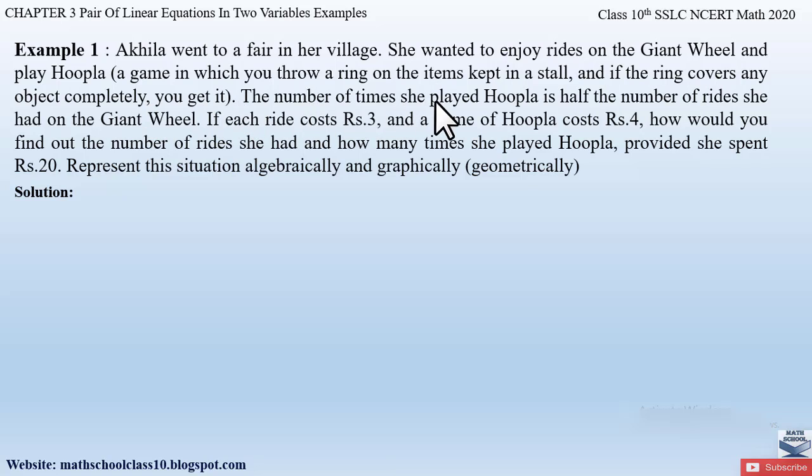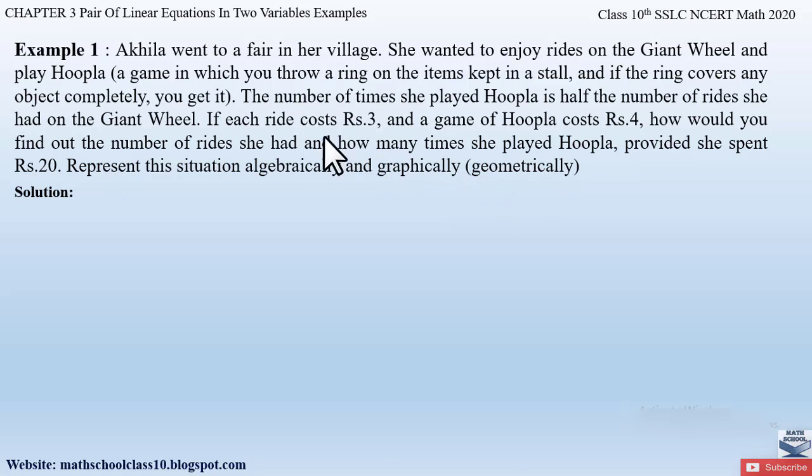So the number of times she played hoopla is half the number of rides she had on the giant wheel. If each ride costs rupees 3 and a game of hoopla costs rupees 4, how would you find out the number of rides she had and how many times she played hoopla, provided she spent rupees 20? Represent this situation algebraically and graphically, or geometrically.